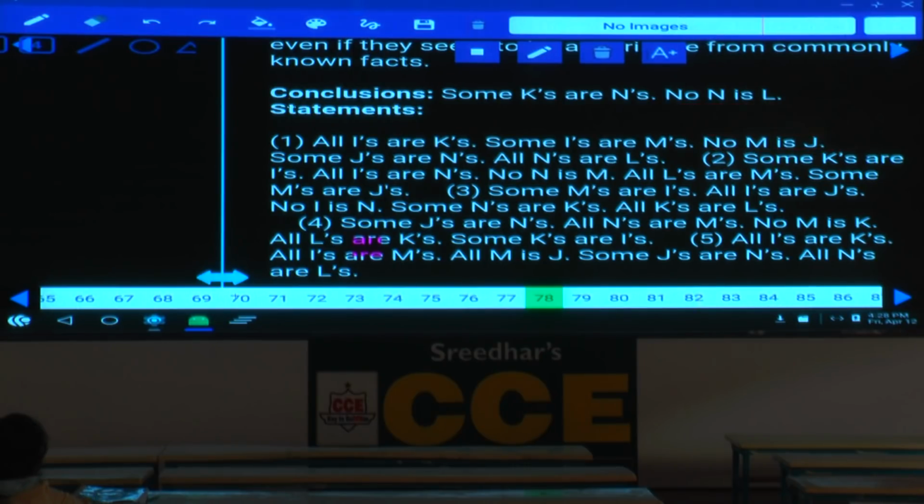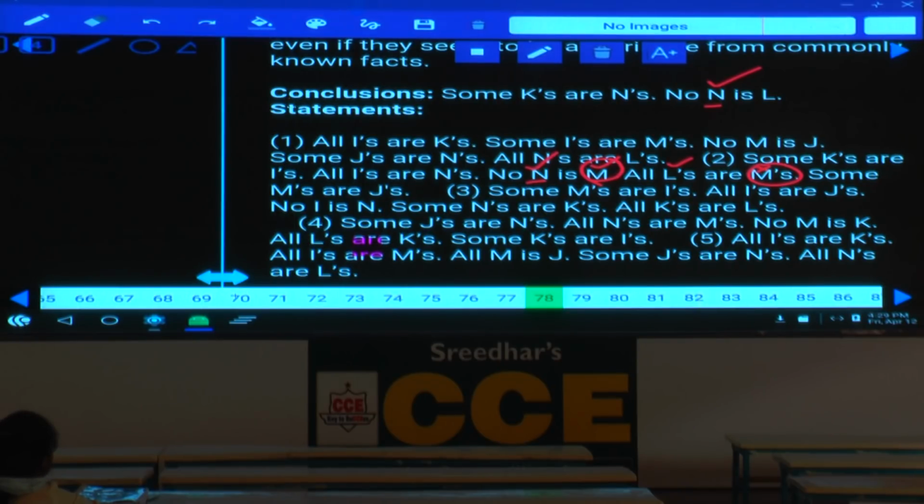Now in the second conclusion, some K's are I's, all I's are... no N is M. N is here as it is. Now M should go, L should come. Now the statement between M and L, do you have that statement or not? In the next statement, all L are M. Then this is tick and tick, and this is tick and cross. The middle term M is distributed, hence the middle term cannot be present in the conclusion. No N is L, definitely true. Are you getting the conclusion or not? Then the second conclusion has been done.